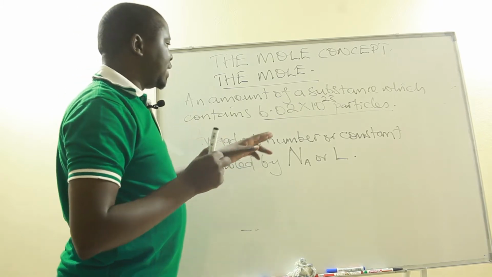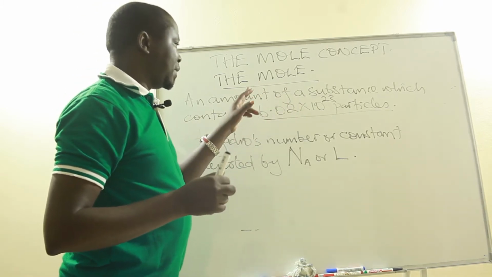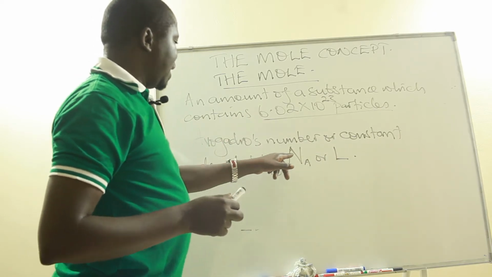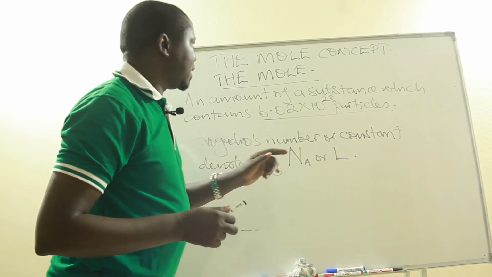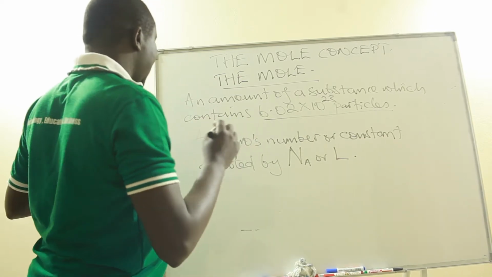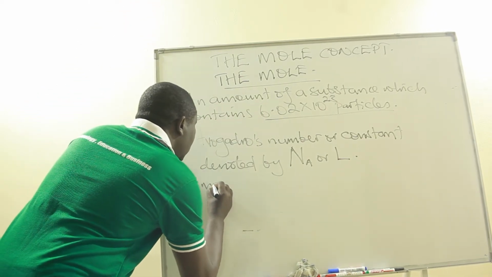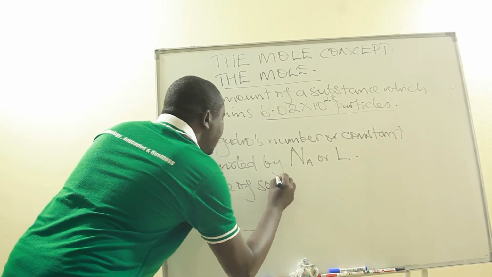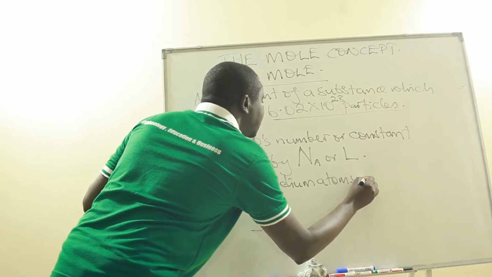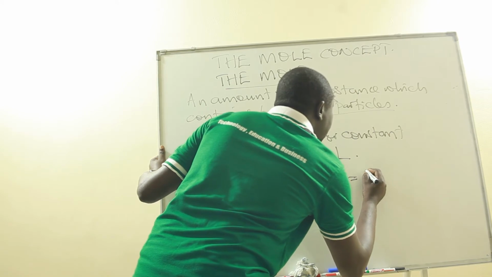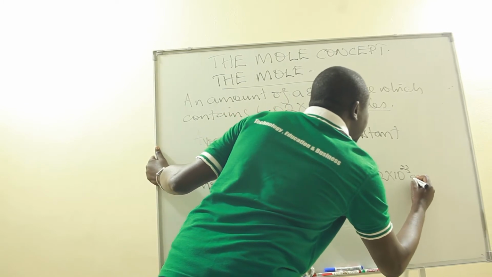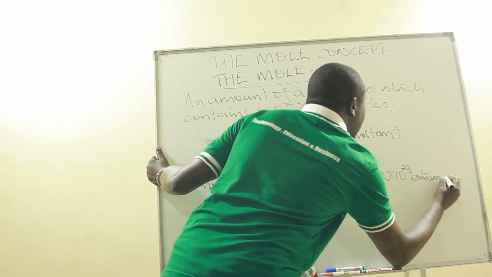This is the number of particles found in 1 mole of a substance, and it is what we call Avogadro's number or Avogadro's constant, denoted by N, A, or capital L. So don't forget that if I have 1 mole of sodium atoms, the 1 mole of sodium atoms consists of 6.02 times 10 raised to the power 23 sodium atoms.